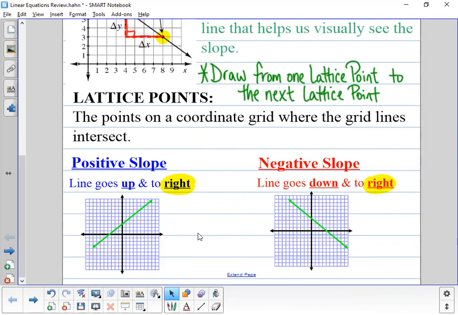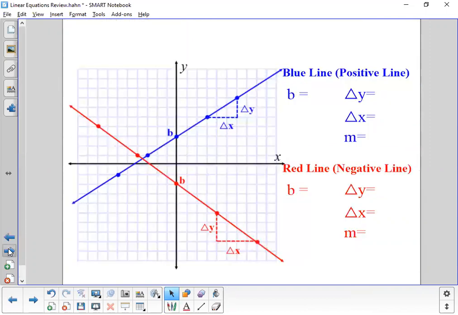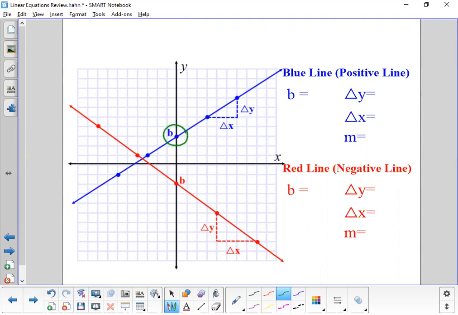So let's take a look at a couple different lines, and let's find the y-intercept, the delta y, the delta x, and the slope. So let's start with this blue line. Notice my blue line, as I go from left to right, it is going up. It is increasing, which means that it is a positive line. So we're going to start by finding the y-intercept, which is where my line crosses my y-axis.